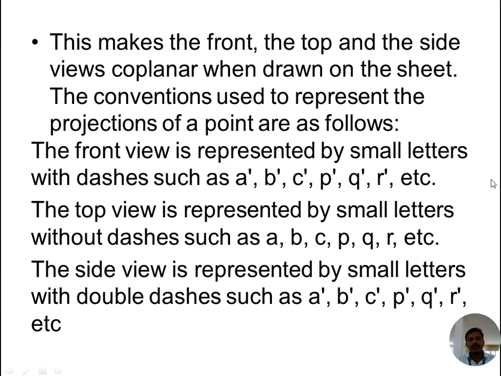The conventions used to represent the projections of a point are as follows. First, the front view is represented by small letters with dashes such as a dash, b dash, c dash, p dash, q dash, r dash, etc. The top view is represented by small letters without dashes such as a, b, c, etc. The side view is represented by small letters with double dashes such as a double dash, b double dash, c double dash, p double dash, q double dash, r double dash, etc.